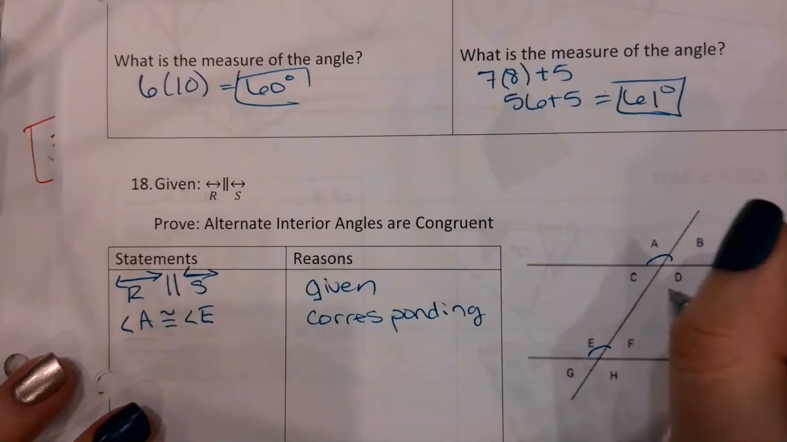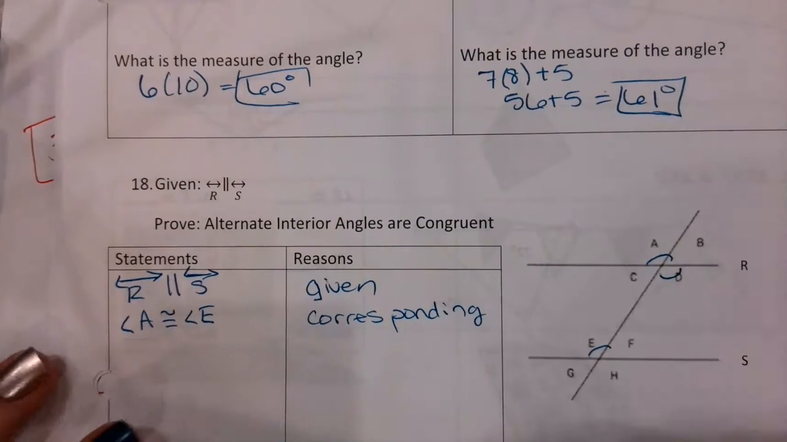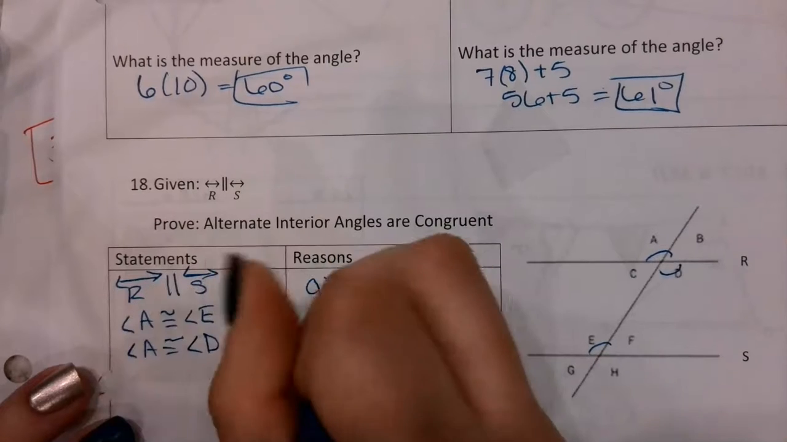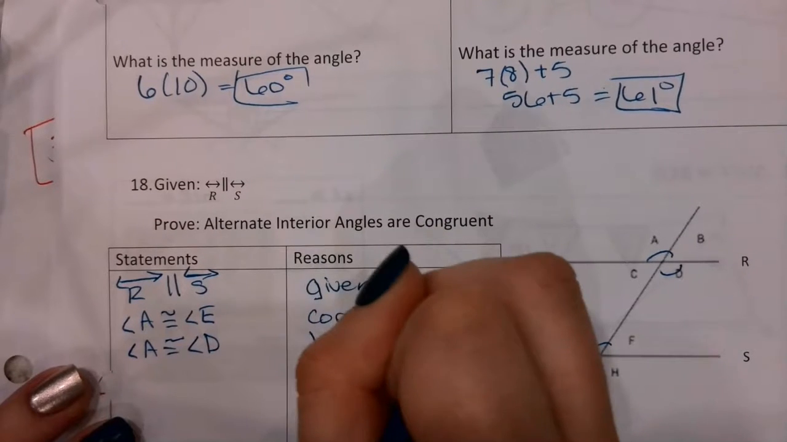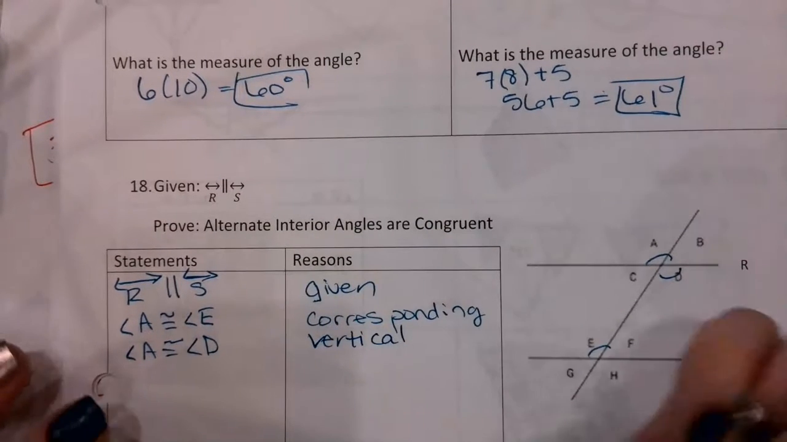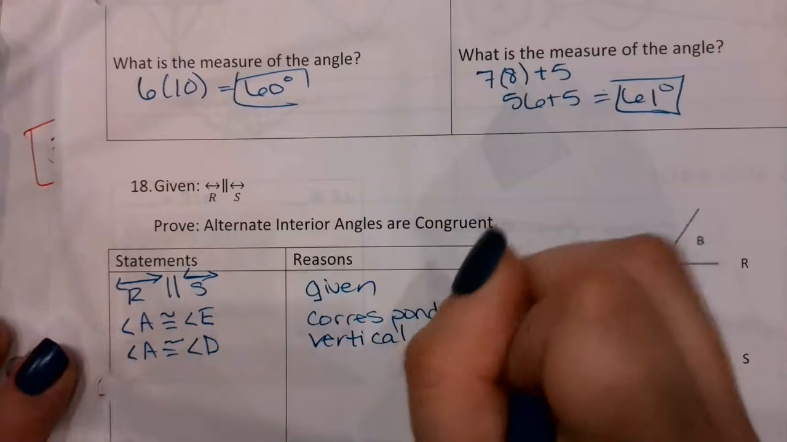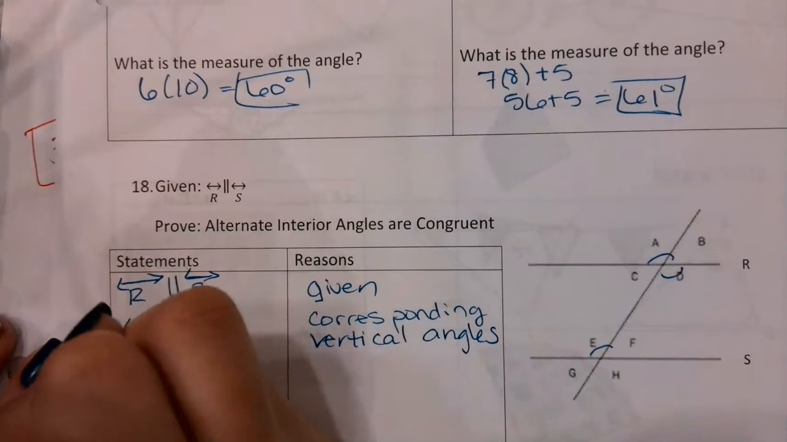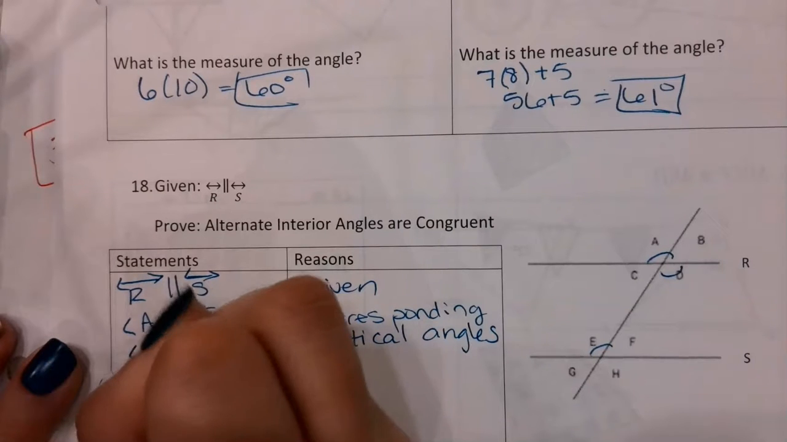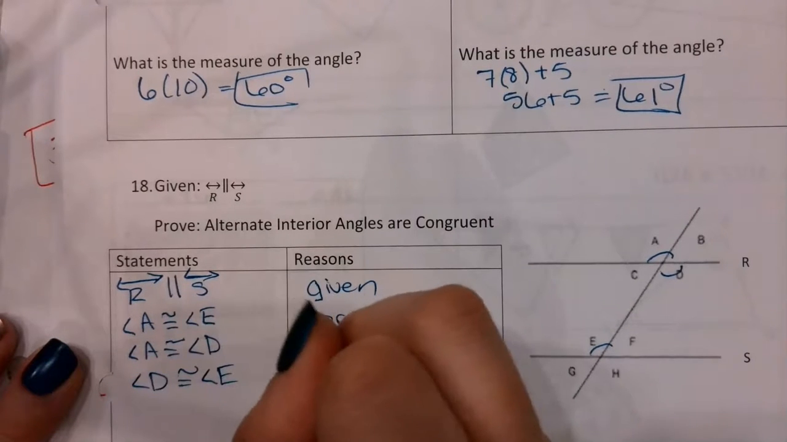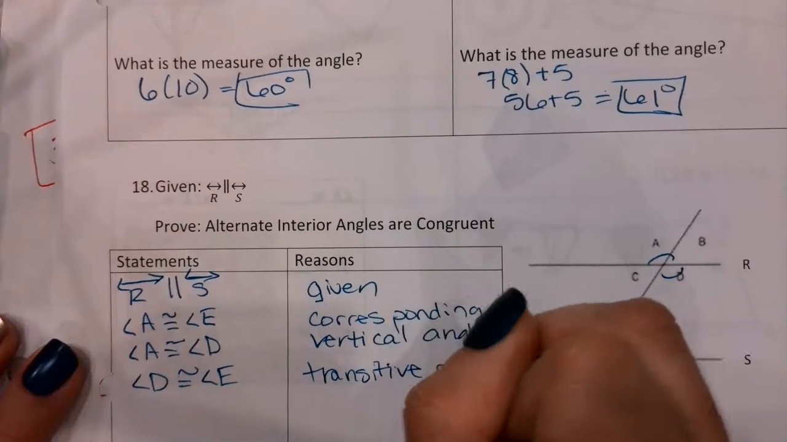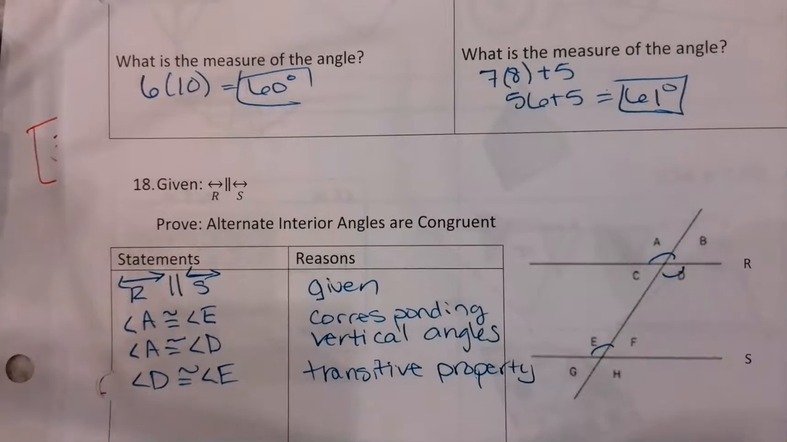Then I can say angle A is congruent to angle D by vertical angles. And now I can say angle D is congruent to angle E by the transitive property. That's what I wanted to prove, so I'm done with this one.